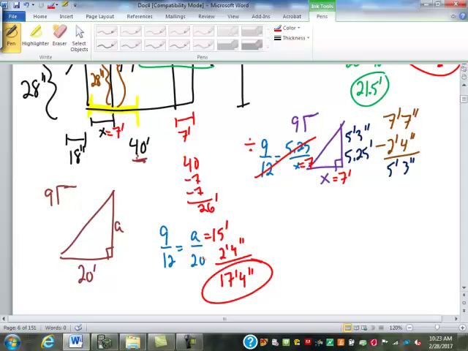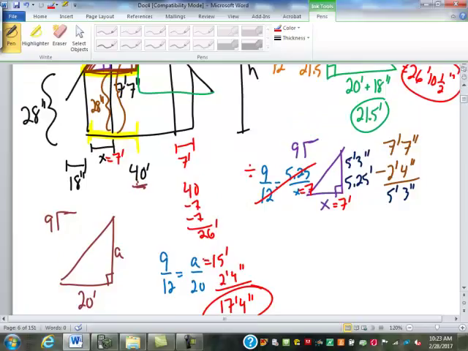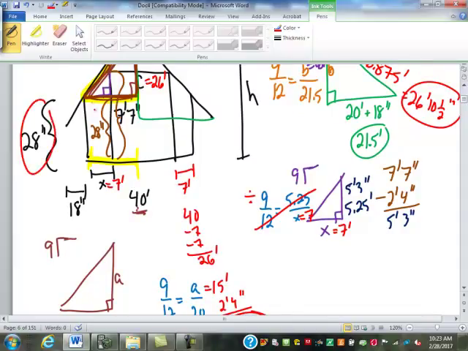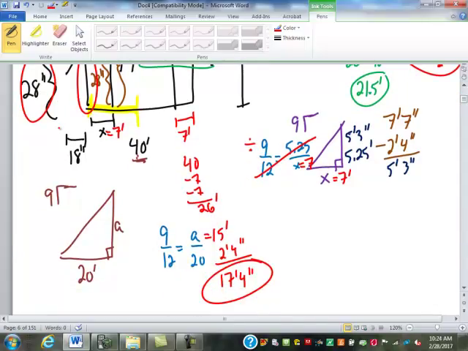Where'd the 2 feet 4 inches come from? 28-inch heel height. Oh yeah.